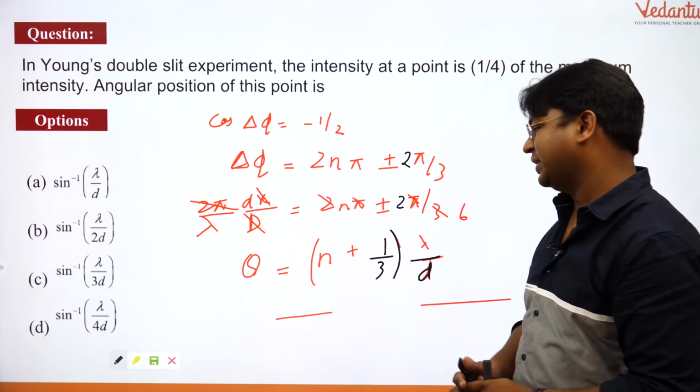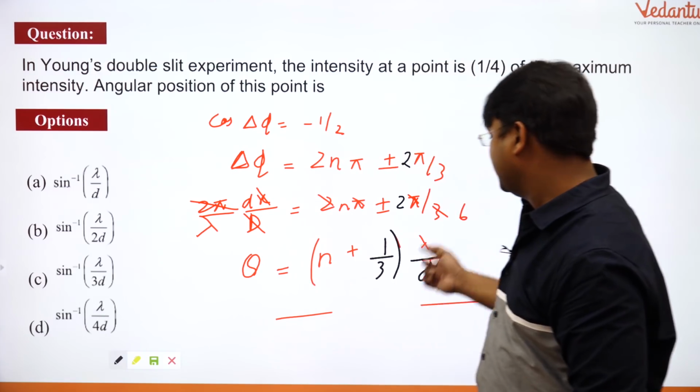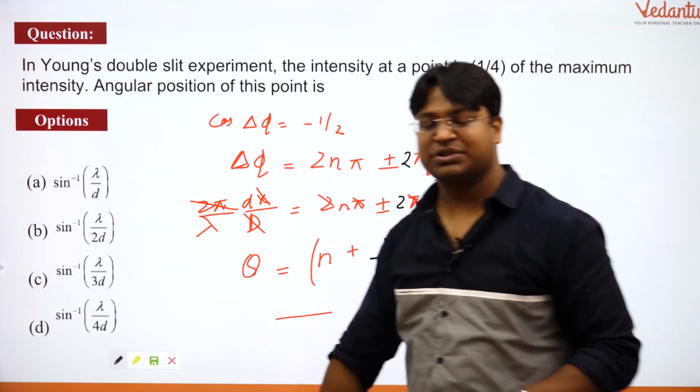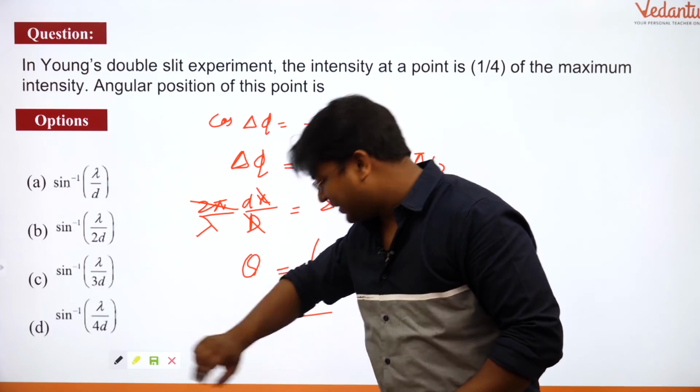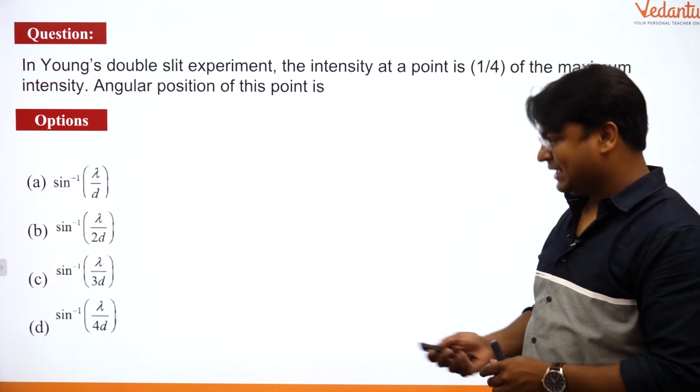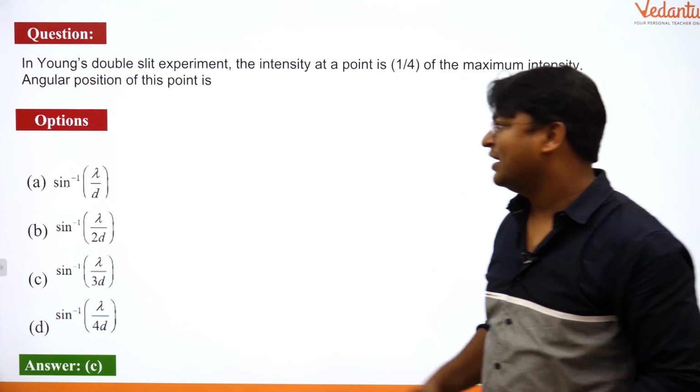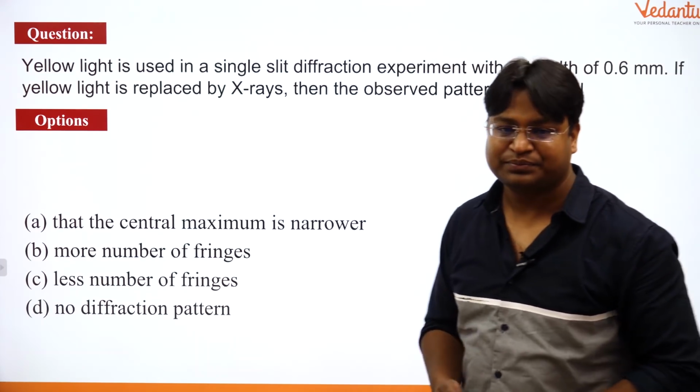Now you can substitute n. Like if we put n equal to 0, putting n equals 0 gives us the option. C option is the correct answer. All right. So yeah, my bad. Okay, let's move ahead now.